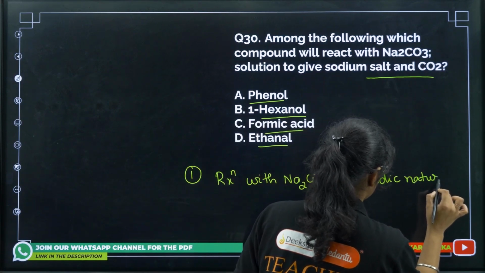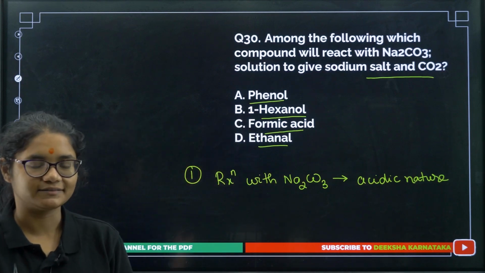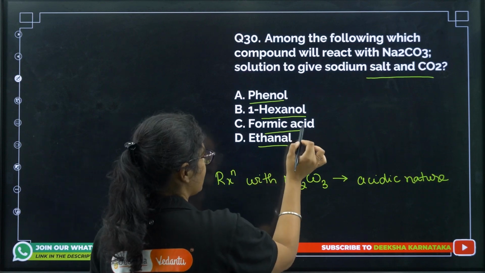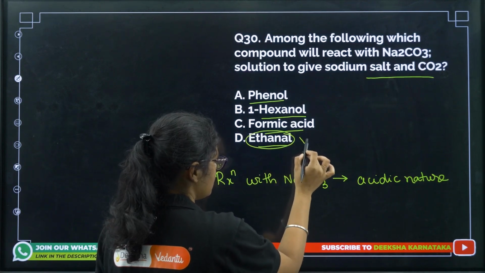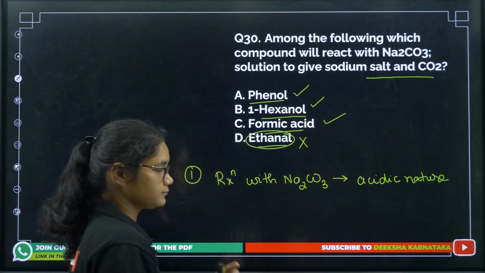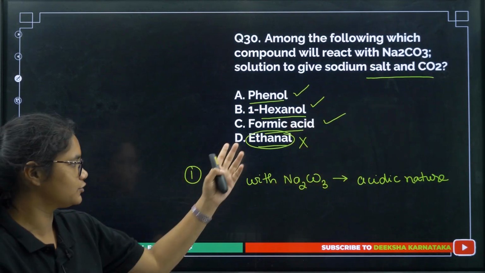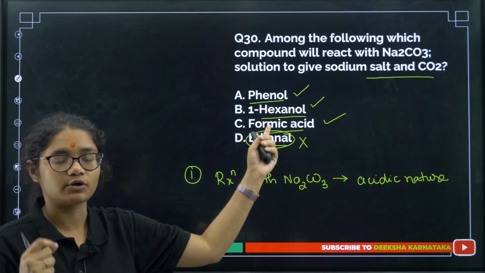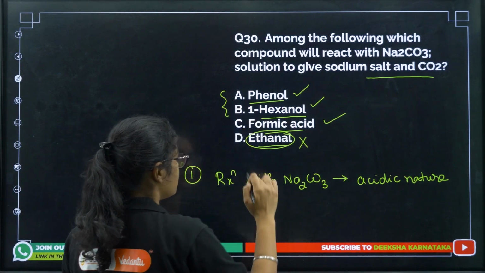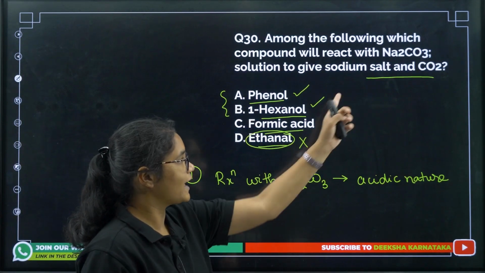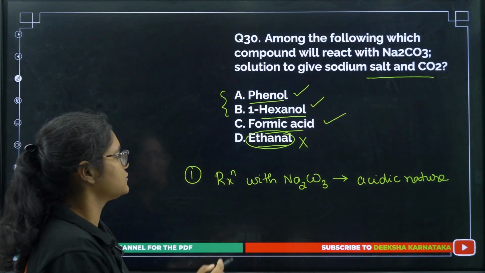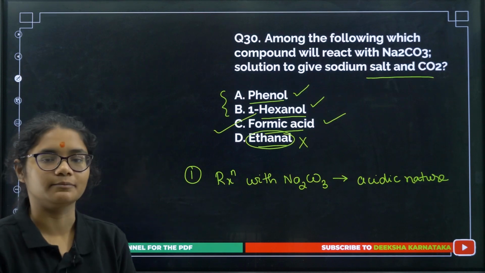Okay. You might have studied in class 10th also, acids react with carbonates and bicarbonates, right? But we know that aldehydes do not have acidic nature, so we can eliminate this option. Now this is alcohol, this is alcohol, this is acid. Alcohols also show acidic nature, but you should remember here again that alcohols are not strong enough acids to react with Na2CO3. Here only carboxylic acid can react with carbonates. Okay, so correct answer for this question will be option number C.